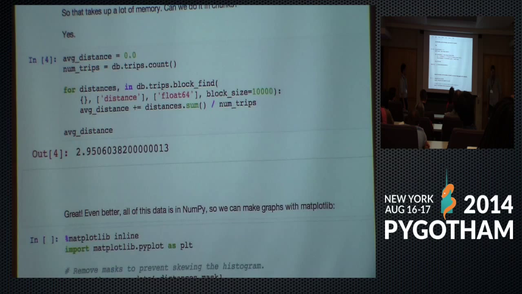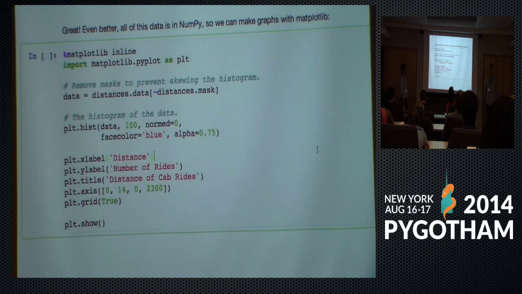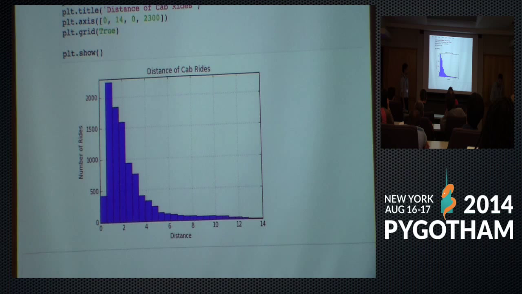Cool. But the really cool thing about this is that our data is already in NumPy. So we can go ahead and make some cool figures like a histogram. What we're going to do here is use matplotlib. This is a Python tool. It does a lot of cool things, one of which is making plots and pretty figures. And so what we're going to use it for right now is to make a histogram. What this line is doing is removing the masked values from our data so it doesn't skew the histogram to the end. So the values that weren't present will be masked, and we'll just remove those to not skew it. And then we do plot.histogram and then some labels and some axes. And we can see the distribution of distances that cabs traveled in Manhattan.